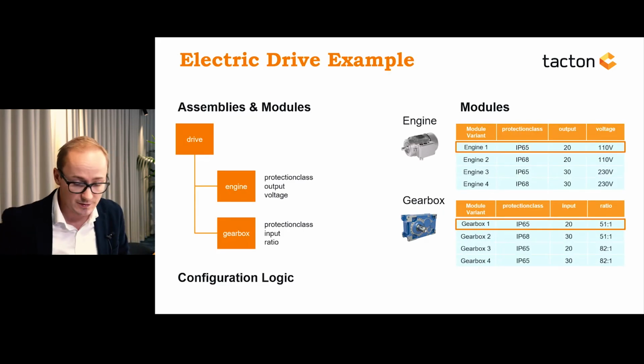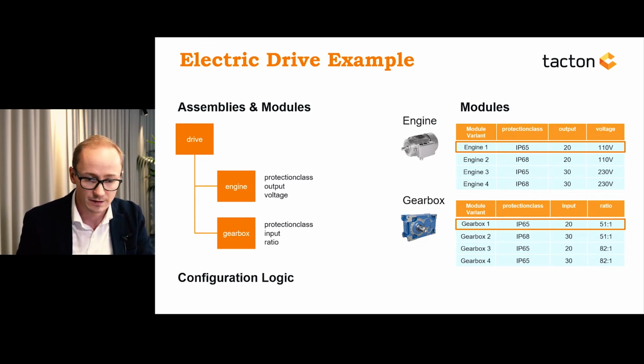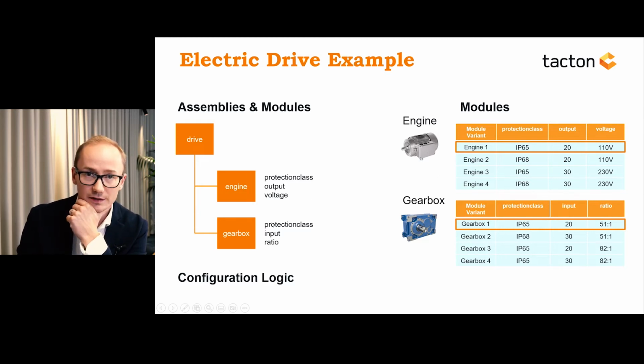So if we take a look at something completely different, but kind of the same. Here is an example where we have one electric engine, and then we have a gearbox. In Tacton product modeling, done in the administration, we build up something we call assemblies. First one would be having a drive assembly on top. Then we have an engine assembly, or an engine position in this. And then we have a gearbox position.